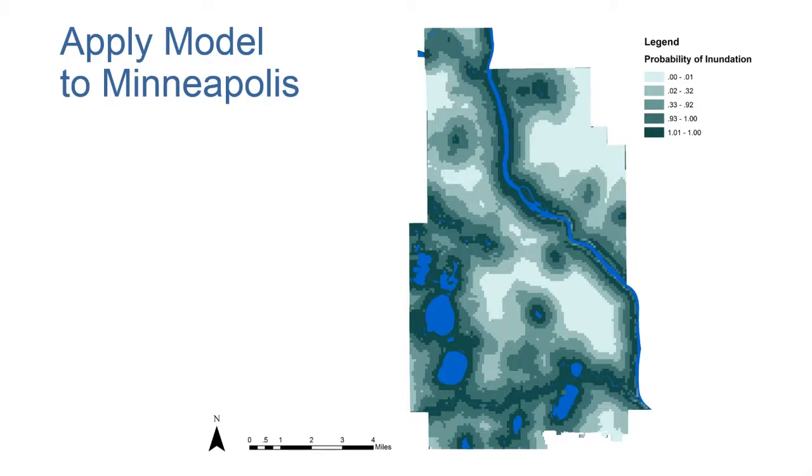As you can see, it seems that the probability of inundation dramatically decreases the further away you get from water features. So we know that the model relies heavily on water features, but we do believe that it is still a strong model in predicting future inundation.